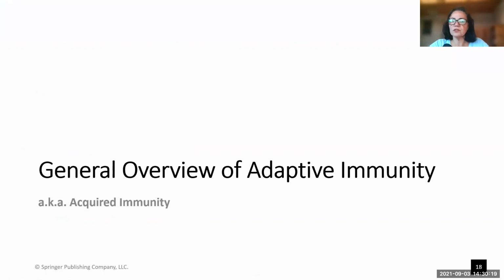Let's do the general overview of adaptive immunity. Again, we're doing this from quite a distance, so not a lot of detail. This is an important point. Sometimes you will see adaptive immunity referred to as acquired immunity, meaning not innate. It's something that you get or you work on as you're exposed to new pathogens or new toxins or something that's causing a problem for the body.